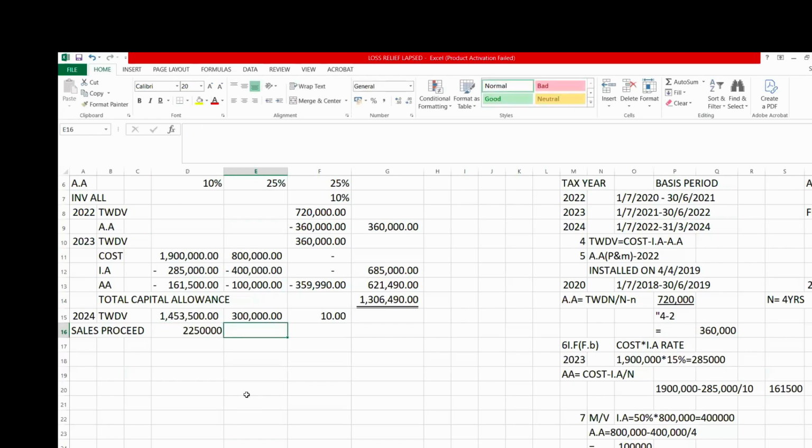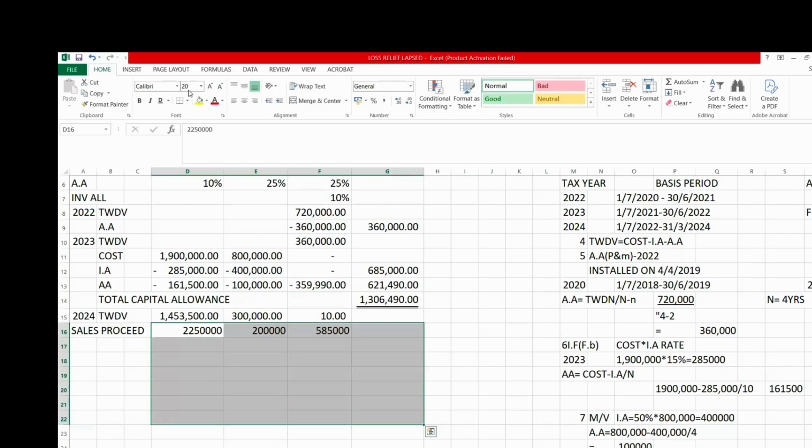2,250,000. Then sales proceeds for motor vehicle happen to be what? 200,000 naira. And sales proceeds for plant and machinery was given as what? 585,000. So these sales proceeds, you now use them to get your balancing charge or balancing allowance.